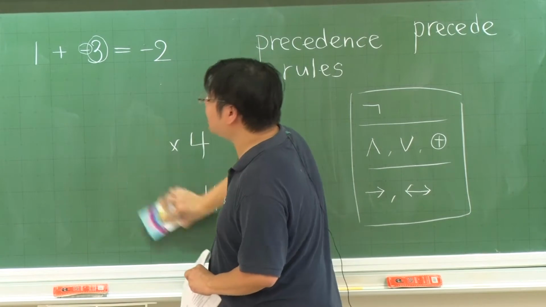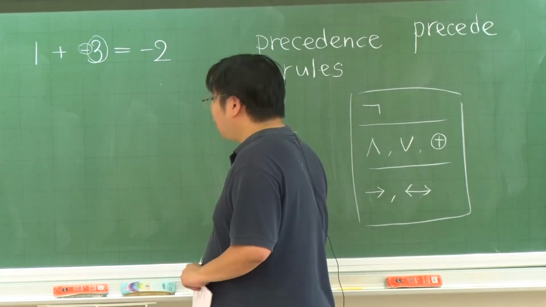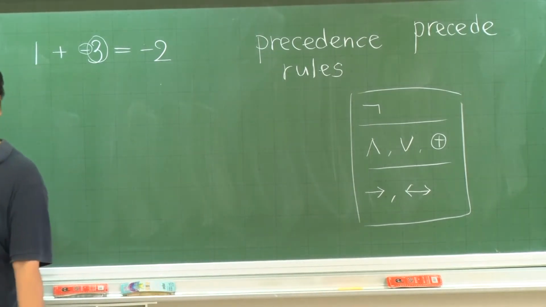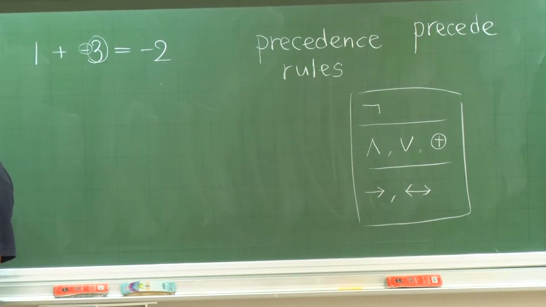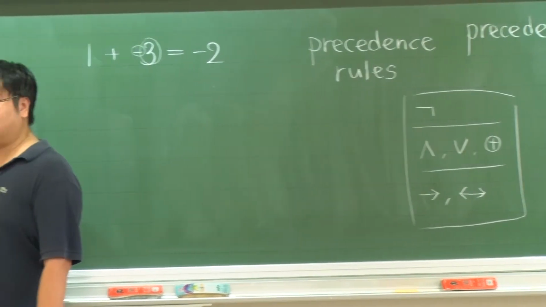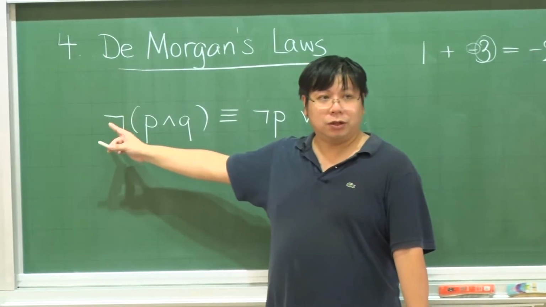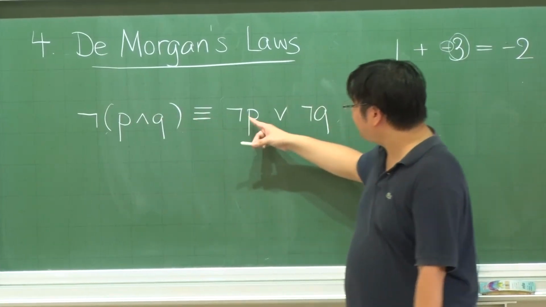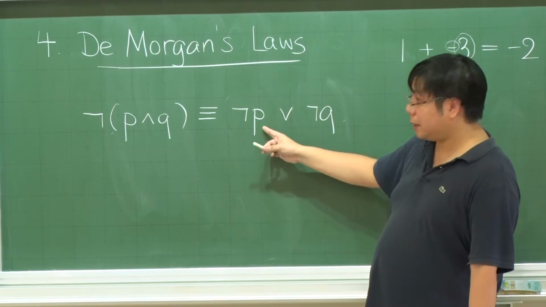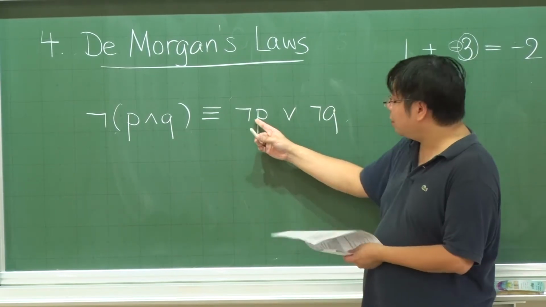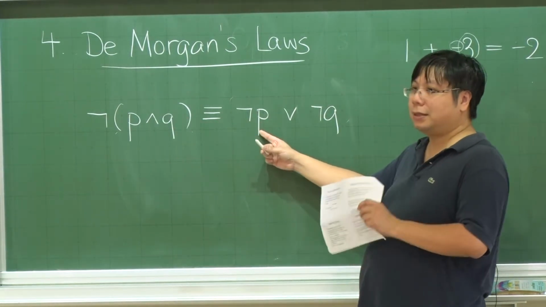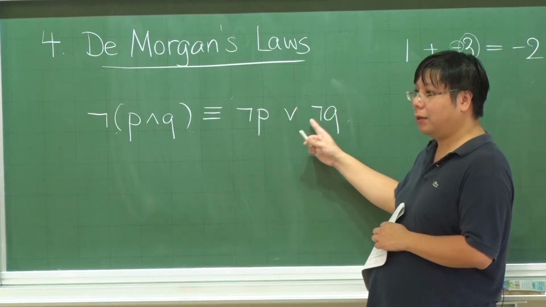Now, this is De Morgan's law. De Morgan's law is always used for negating some proposition. So if I have proposition P and Q, and I want to negate it to get a not, then I can use this to simplify it into a simpler one. You remove a bracket here, right? So it becomes not P or not Q.